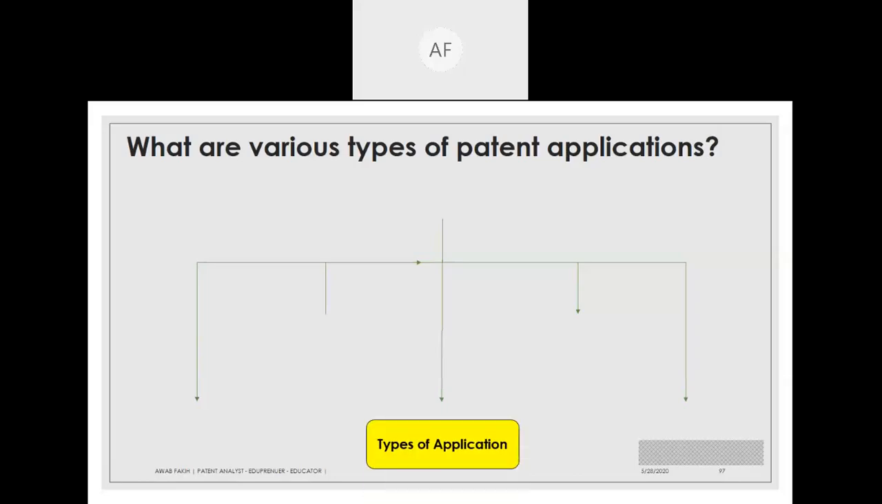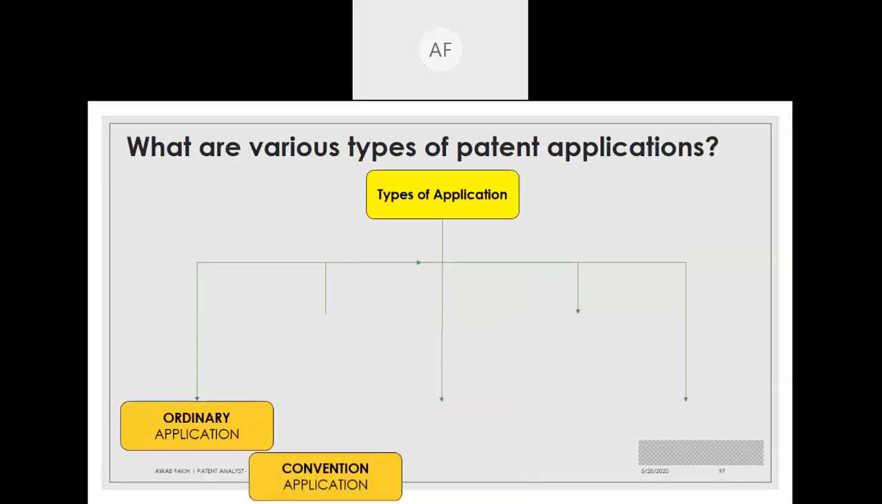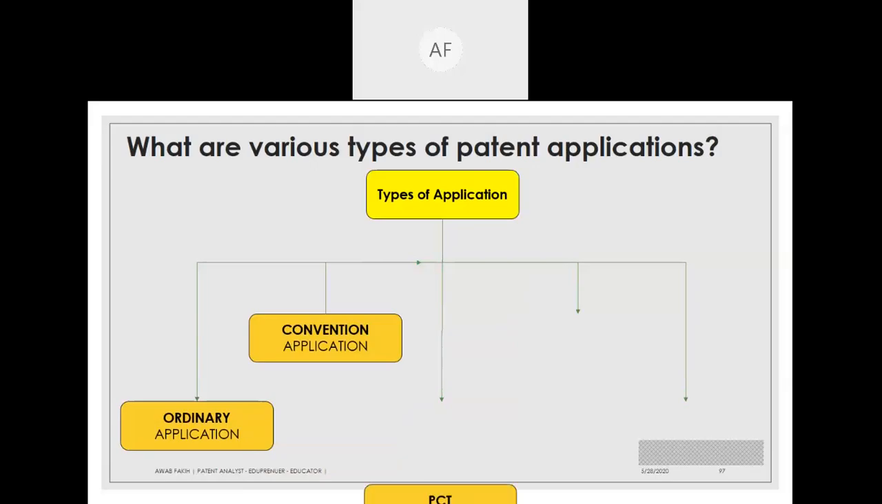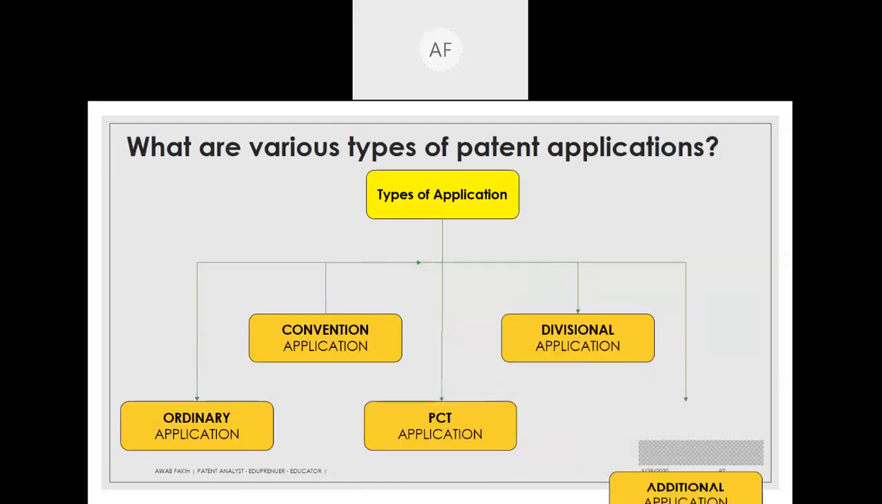So with this, these are the following types of patent application, just for an overview: ordinary application, convention, PCT, divisional, and additional. Additional is something where, once you file a patent and after 3-4 years you already got a grant, and you feel you are still working on it and this new part could also be added to that patent, you can apply additional to the application for it.